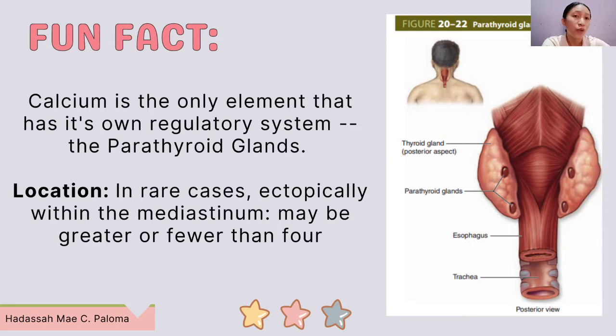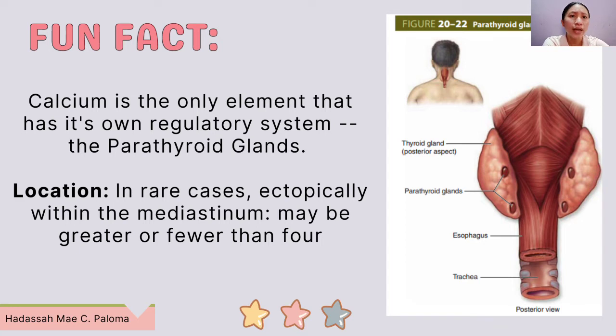I've mentioned a while ago that parathyroid glands have 4 ovoid glands located in the posterior surface of the thyroid gland. But in some rare cases, parathyroid glands can be seen ectopically within the mediastinum and may be seen less than or more than 4. But naturally, we only have 4 parathyroid glands. Take note of that.